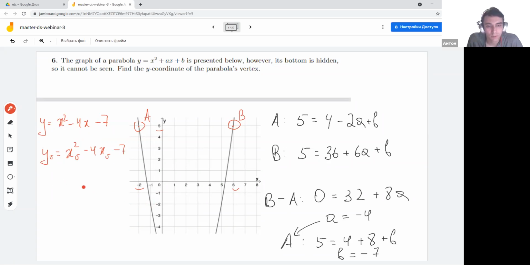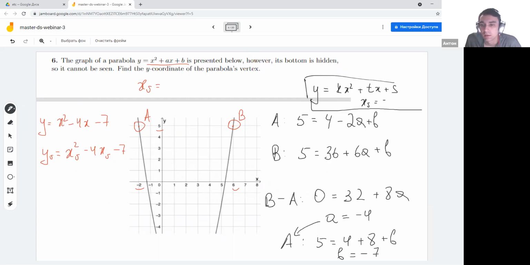And for a parabola of this form, the x coordinate of the vertex is always, well, let me write the general rule here. When I have a parabola of the form y equals, let's say, kx squared plus tx plus s, then the x coordinate of the vertex is minus t divided by 2k.